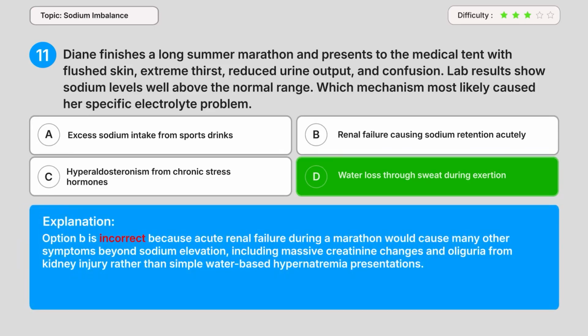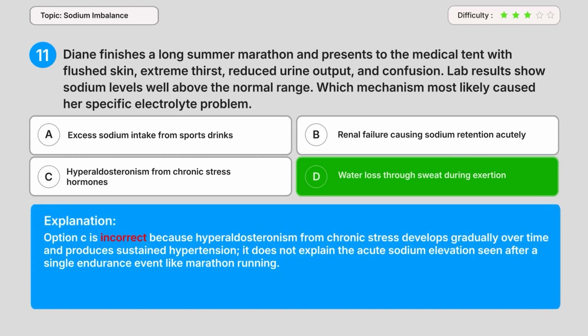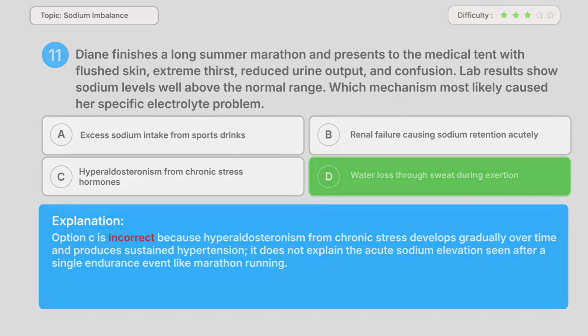Option B is incorrect, because acute renal failure during a marathon would cause many other symptoms beyond sodium elevation, including massive creatinine changes and oliguria from kidney injury, rather than simple water-based hypernatremia presentations. Option C is incorrect, because hyperaldosteronism from chronic stress develops gradually over time and produces sustained hypertension.